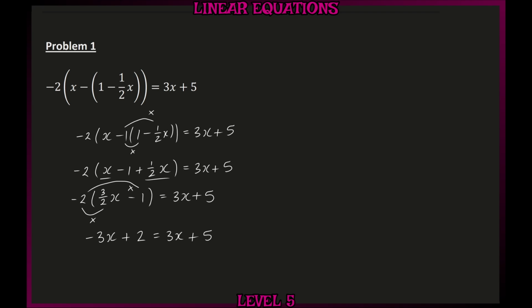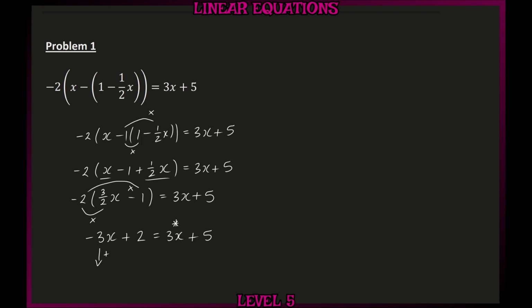Now that we've expanded and simplified, we can see that we have unknowns on both sides, so we're going to keep our unknowns on the side where we start with the most. And on the right we have 3 x's, and since 3 is greater than minus 3, we're going to keep our x's on the right, which means we need to remove the minus 3x from the left.